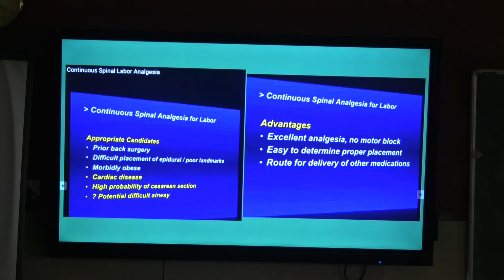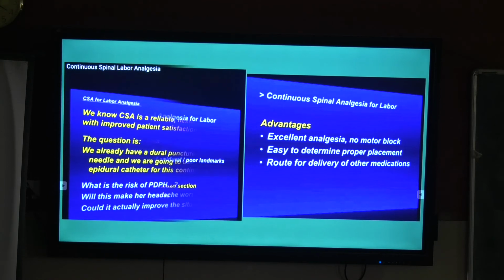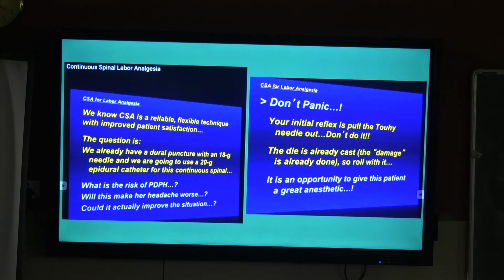The advantages are excellent analgesia, no motor block, easy to determine proper placement, and it also provides a route for other medications. We know CSA is a reliable, flexible technique with improved patient satisfaction, but what is the risk of PDPH? Will this make her headache worse? Could it actually improve the situation?